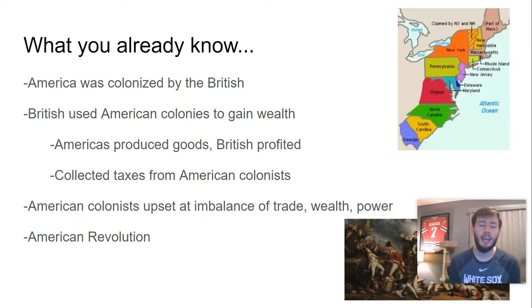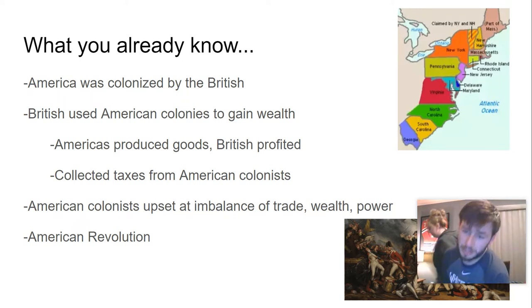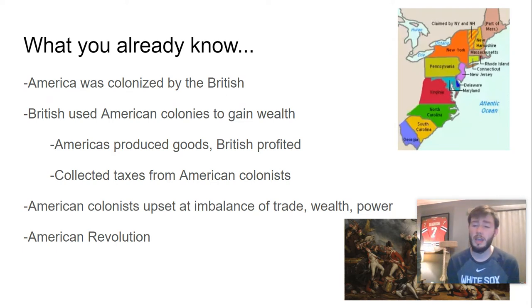Greatly appreciate it. So the British used the colonies for profit, and the colonists didn't benefit at all. In fact, they were taxed and had harsh rules and laws imposed on them, and this made it very difficult for the colonists. They grew upset with the taxation without representation. They grew upset with the amount of wealth being acquired and the power the British were exerting from 3,000 miles across the Atlantic Ocean.